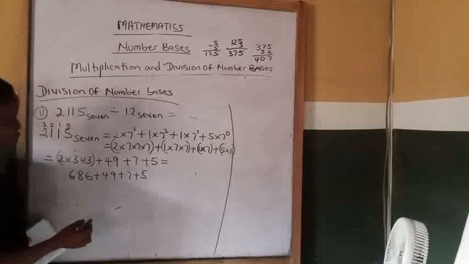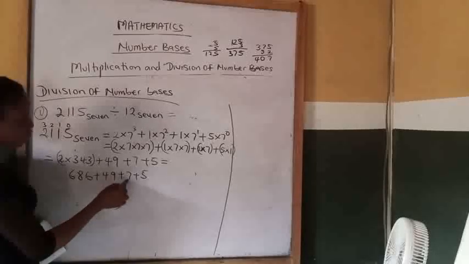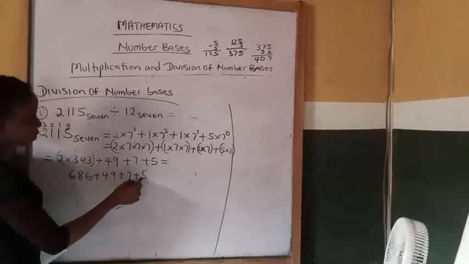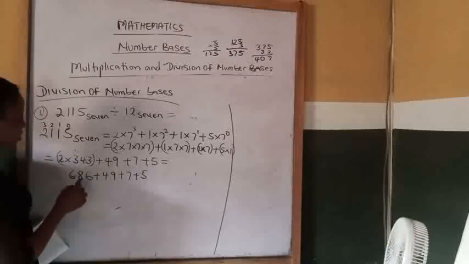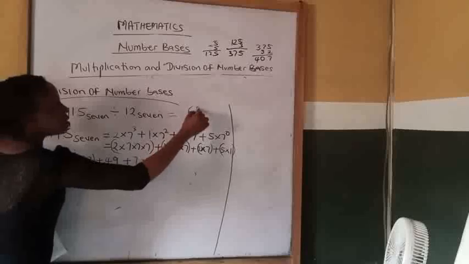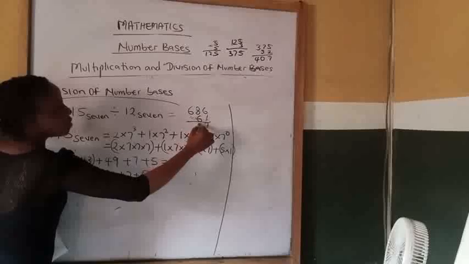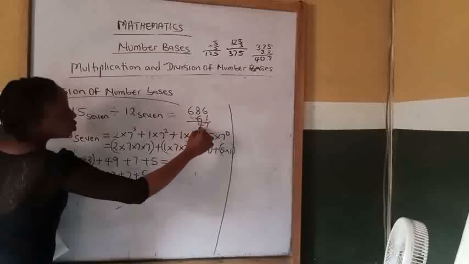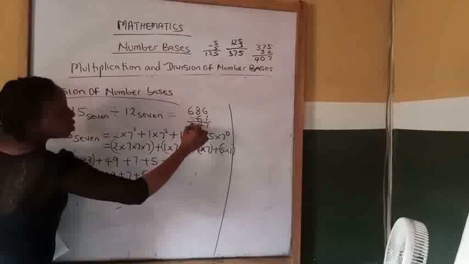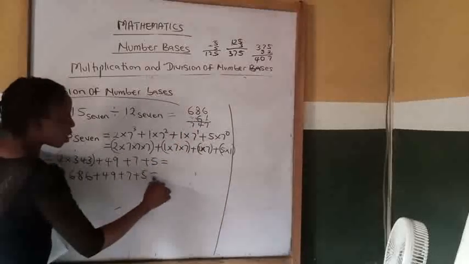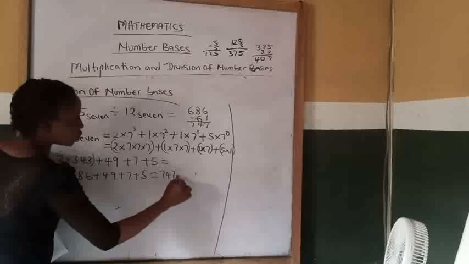So let's add everything together. 49 plus 7 gives us 56. Then 56 plus 5 gives us 61. Then 686 plus 61: 6 plus 1 is 7, 8 plus 6 gives 14, so 4 carry 1, and 1 plus 6 gives us 7. So our answer for this one is 747 base 10.